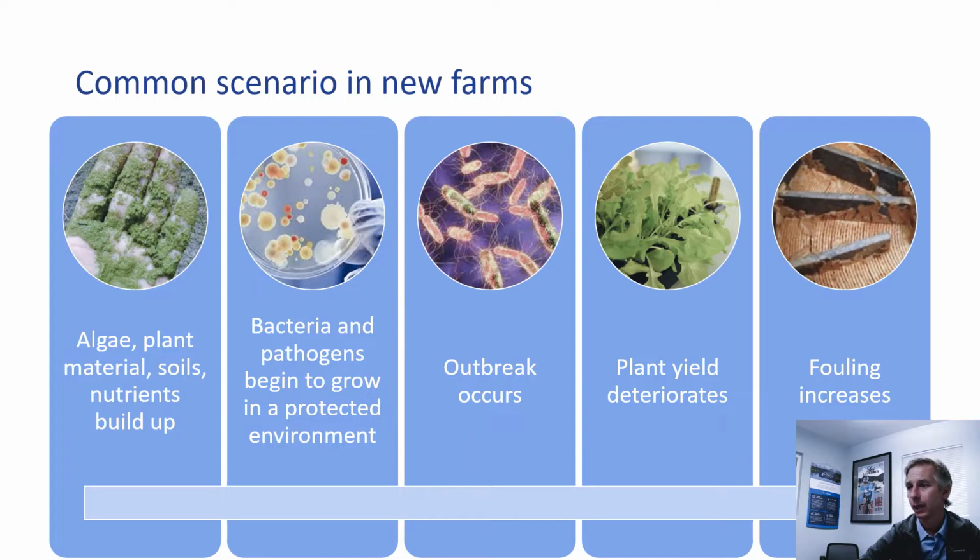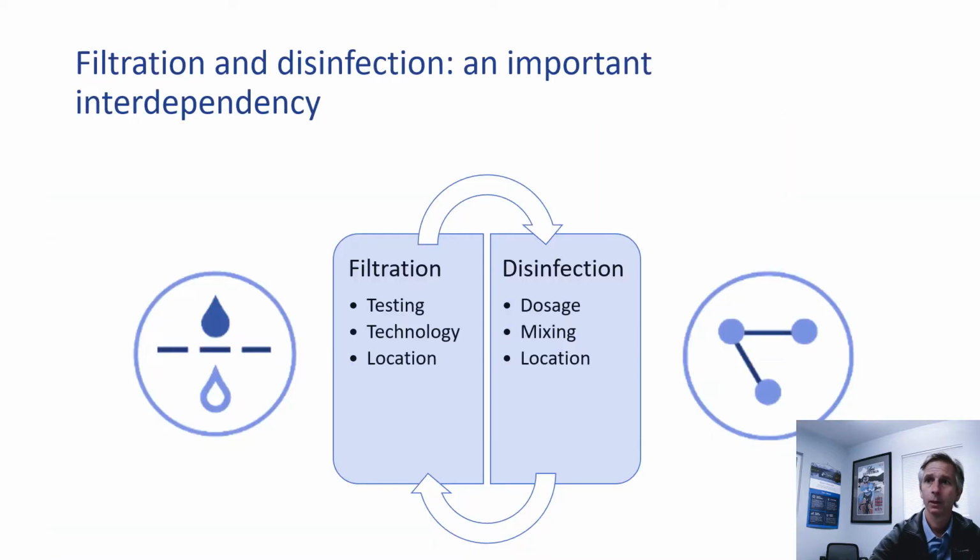If there is an outbreak, fouling tends to increase rapidly. This can get into a vicious cycle, making it very hard to bring back under control, and oftentimes will require a shutdown and physical cleaning. Now, that's why we say that there is an important interaction between filtration and disinfection.